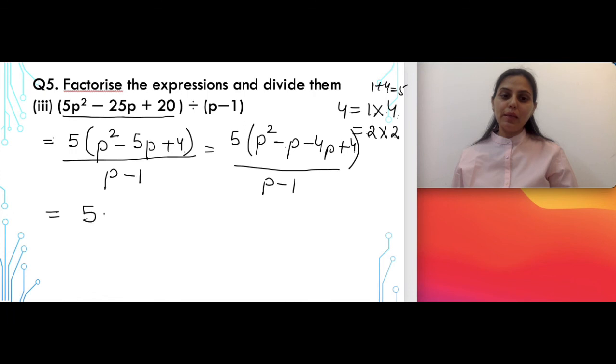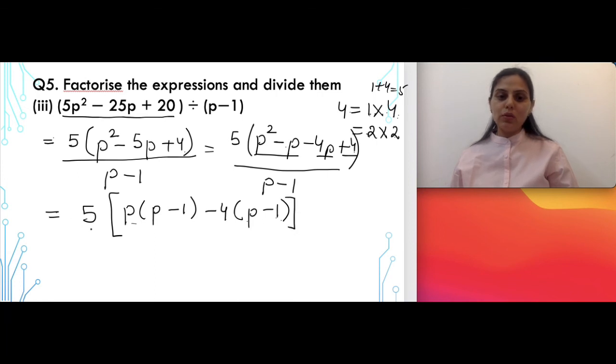In the next step, let's take out the common terms. From p square and minus p, we can take out p common. So inside the brackets, we'll be left with p minus 1. Similarly, from minus 4p and 4, like I have told you, whatever term you are forming in the first bracket, the same term has to come in the second bracket also. So in order to form p minus 1 in the second bracket, we need to take out minus 4 common. And this whole is divided by p minus 1.